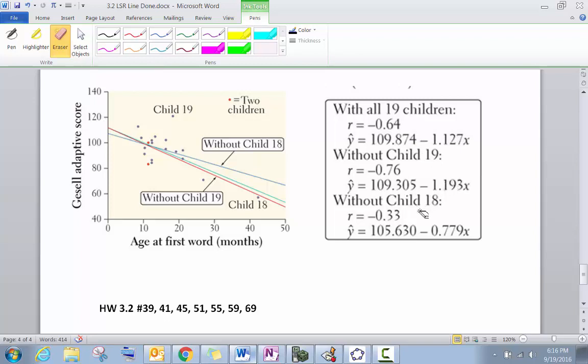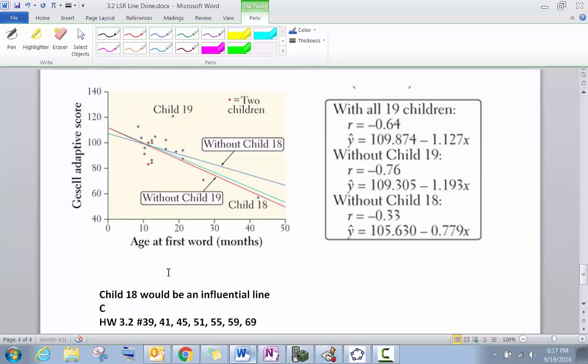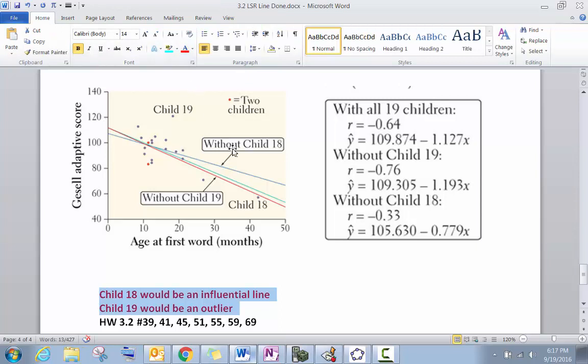So 18 would be an influential point because it changed our line. It was influential. Child 19 would be an outlier because it didn't change much. So that's the difference between these two. And that is 3.2.